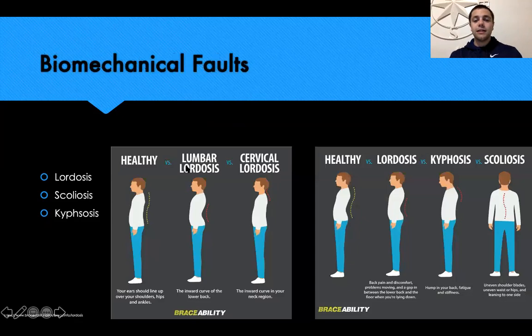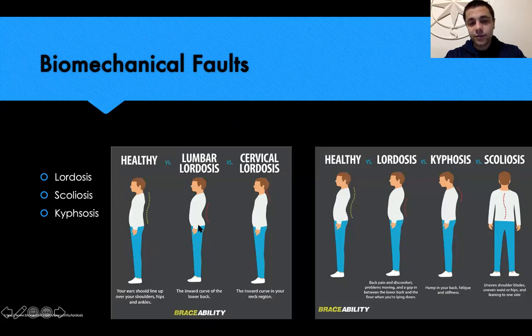All right, so some biomechanical faults are things we want to keep out of regular posture and even out of exercise as well. The first one here is lordosis. Lordosis means an excessive curvature in the lumbar spine. You can see here in a normal person, there's a slightly concave curve in the lumbar spine, all right?